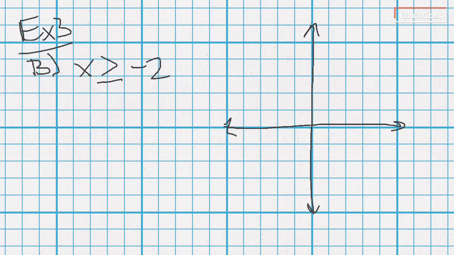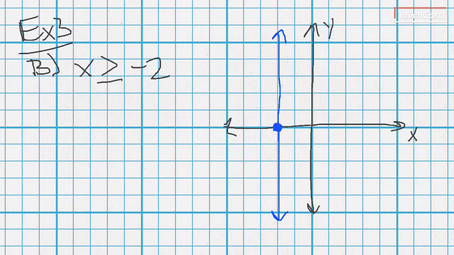And I'm actually going to switch colors for making my line so we don't get confused. We have x is greater than or equal to -2, so we're going to go to -2 on our x-axis, and then we decide, is this going to be a solid or dashed line? Well, since it has the or equal to, we make it a solid line. And since it's x equals a number, it's a vertical line.